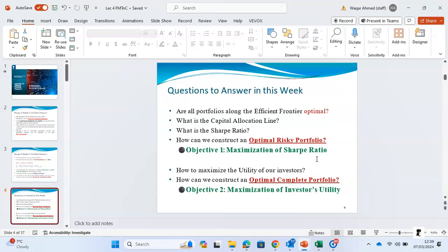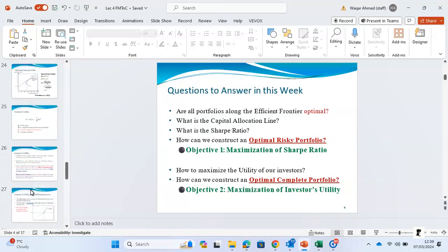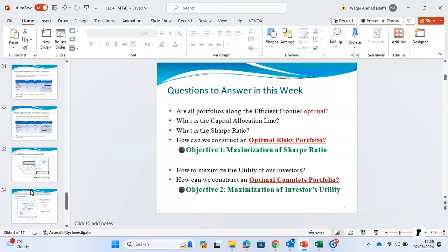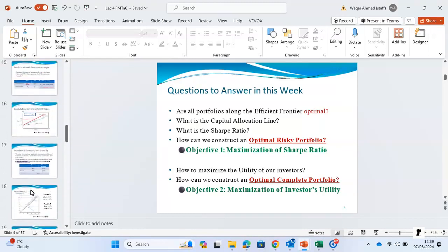The next thing that we have to do is to create an optimal complete portfolio. So how can we create an optimal complete portfolio? By maximizing the investor's utility. Okay, so this is what we are going to do today. We worked through a number of examples in the previous session, so we'll continue with the same example.